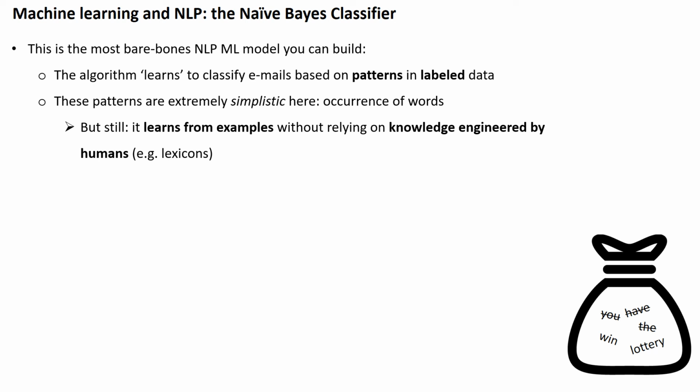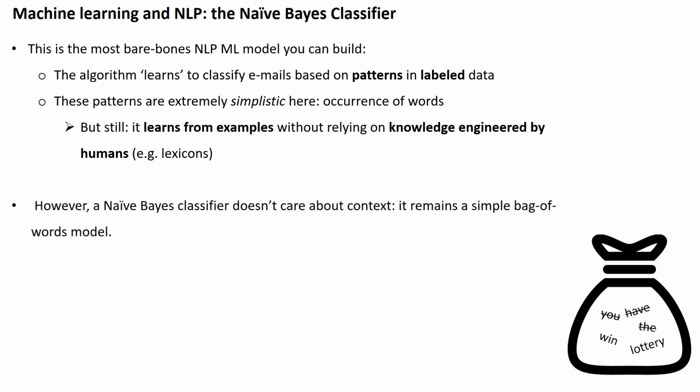So instead of feeding the algorithm the idea that words such as win and lottery are indicative of spam emails, we just provide it with examples, and it comes up with the predictive features all by itself without any human intervention.